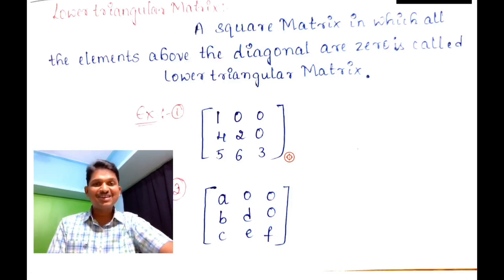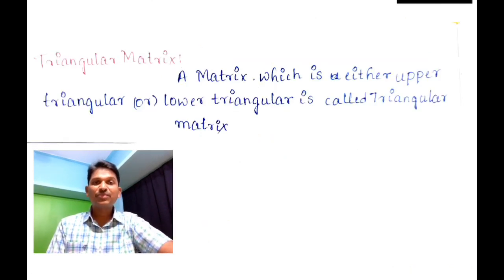I hope you are understanding, right? Good. Now, what definition is over? Upper triangular is over, lower triangular is over. Next, triangular matrix. What is a triangular matrix? A matrix which is either upper triangular or lower triangular is called a triangular matrix.